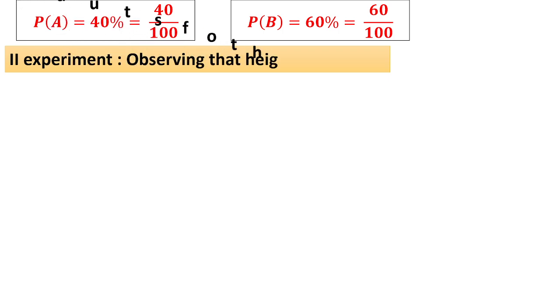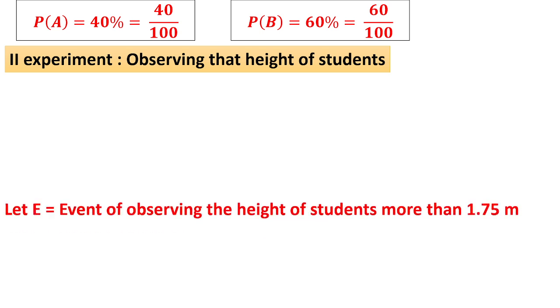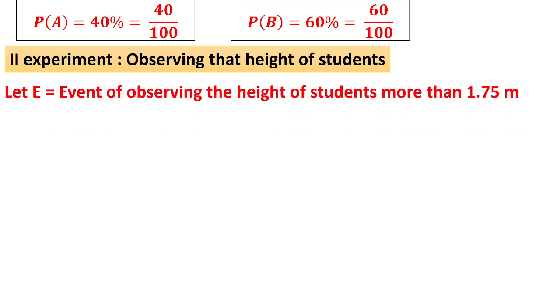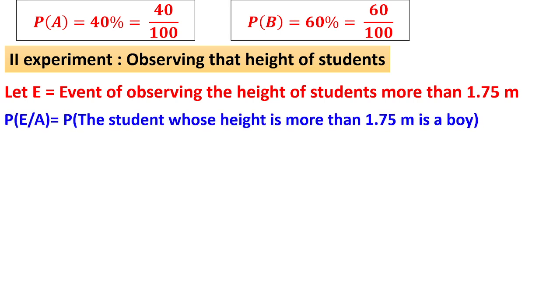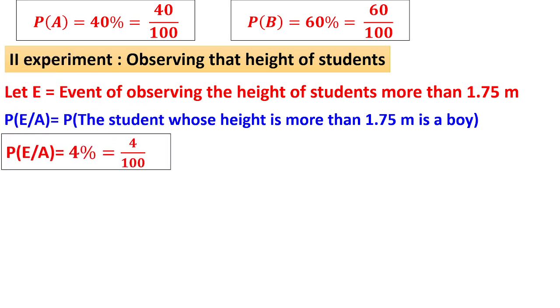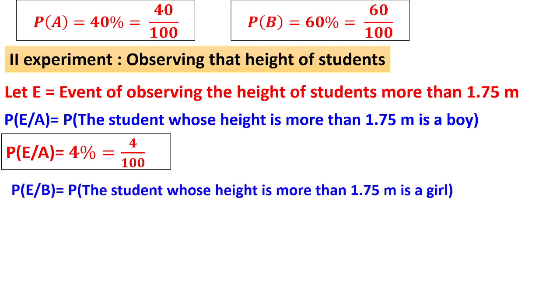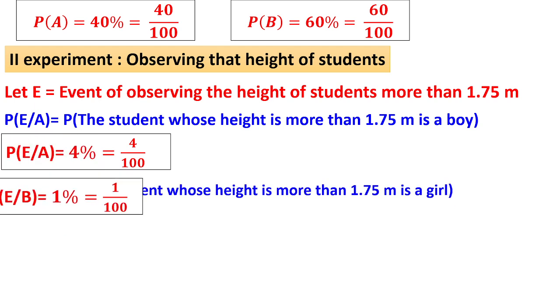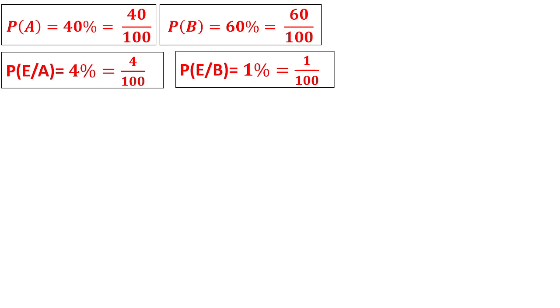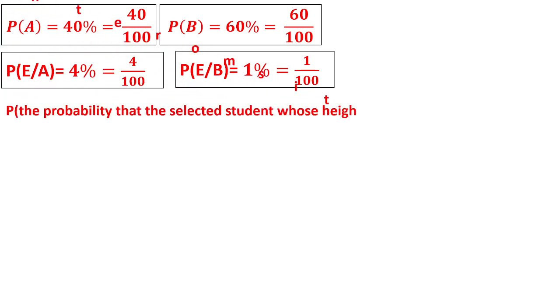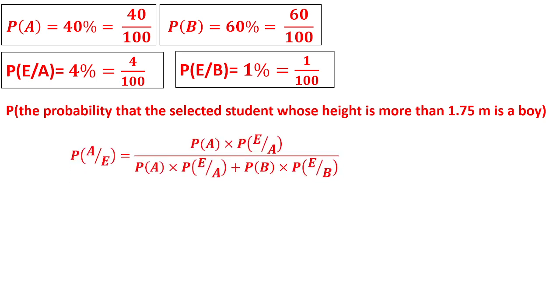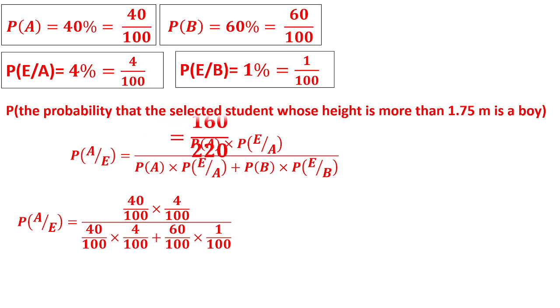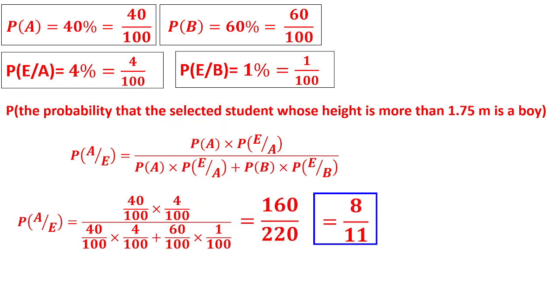Now let us go to the second experiment. Observing the height of the student. E is the event of observing the height of the student is more than 1.75. First we will find what is P of E given A. That is the student whose height is more than 1.75 meter is a boy. It is given that 4%, 4 by 100. P of E given B, student whose height is more than 1.75 is a girl, but it is 1 by 100. Now all the values are known to you. Now we have to go for the Bayes theorem. Probability that the selected student whose height is more than 1.75 is a boy. It is A given E. You know the formula. Substitute the values over there. You will get the answer as 8 by 11.